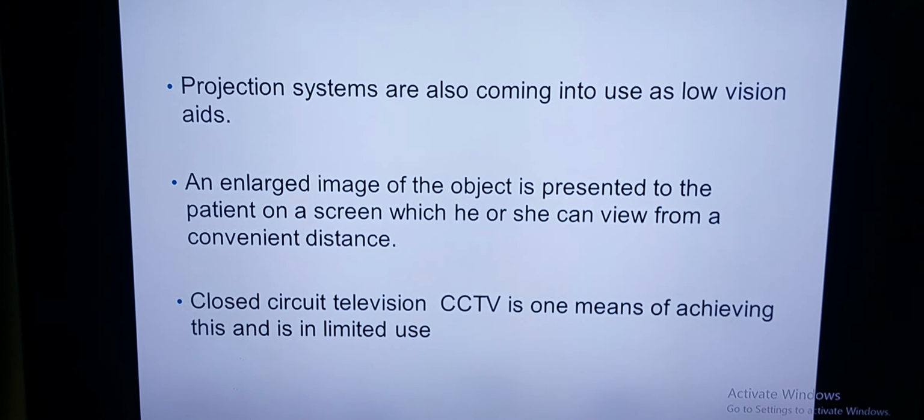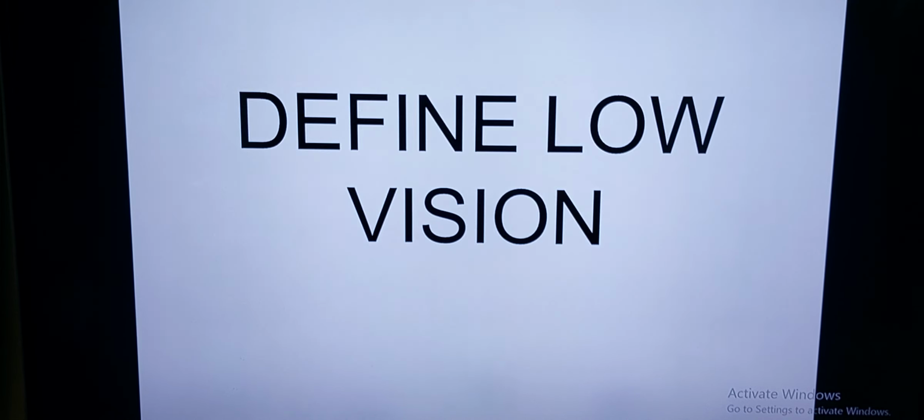So there are a number of devices which I'll discuss later as to how they can help the patient in daily life activity. CCTV cameras is one of them. The others are the telescopes. Then there are some alarm clocks as well. There are some large print books. So these are different sorts of devices we can use to help the patient in their daily life activities.